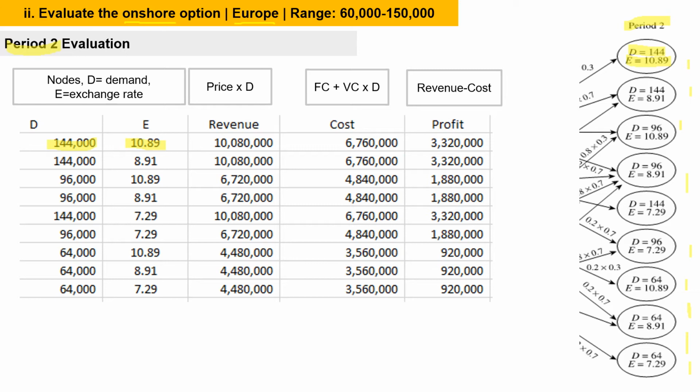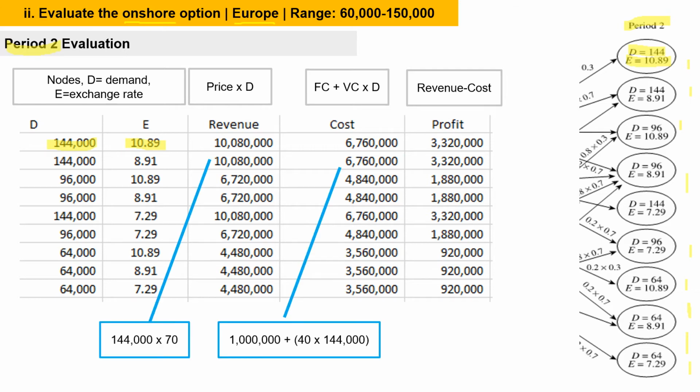So for example, for the nodes, the demand is 144,000 and the exchange rate is 8.91. The revenue is the 144,000 units, the demand, times the price of 70, and we got this number, the revenue.